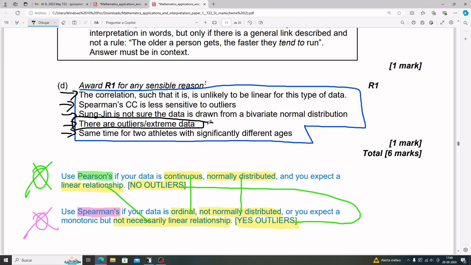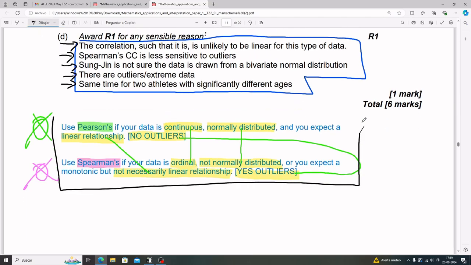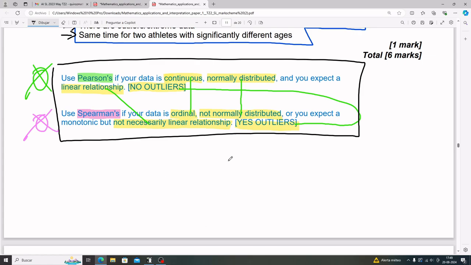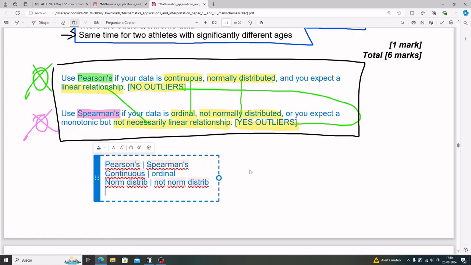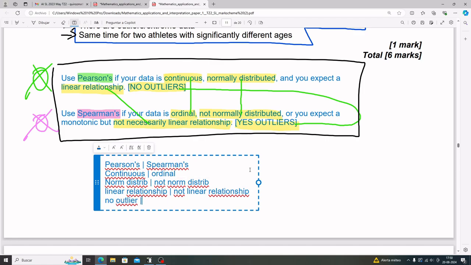Now, I could go through each of these, but I think I'm just going to confuse you. I feel like this is the kind of thing that you should write down, or you can draw a small table comparing the two. On the one side you have Pearson's, on the other side you have Spearman's, and then you start writing all the differences. So for Pearson's, you have continuous. Then on the other side you have ordinal. Over here you have normally distributed. On the other you have not normally distributed, etc. See? Linear relationship, not linear relationship, and no outlier, yes outlier.